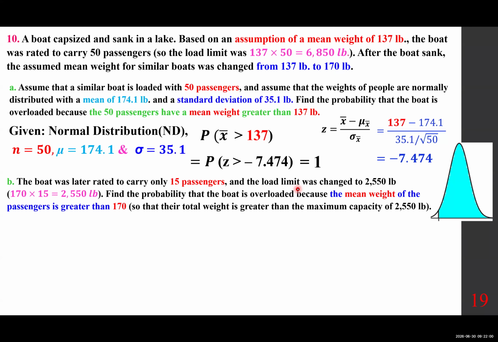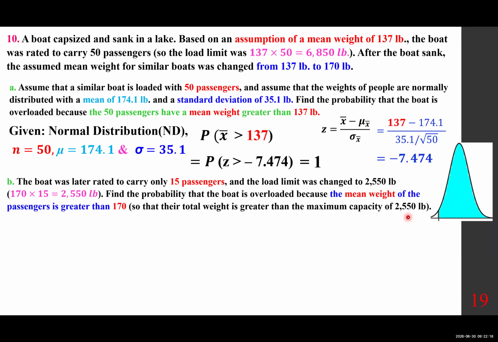The boat was later rated to carry only 15 passengers. And the load limit was changed to 2550 pounds, 170 times 15. Find the probability that the boat is overloaded because the mean weight of the passengers is greater than 170. So their total weight is greater than the maximum of 2550.